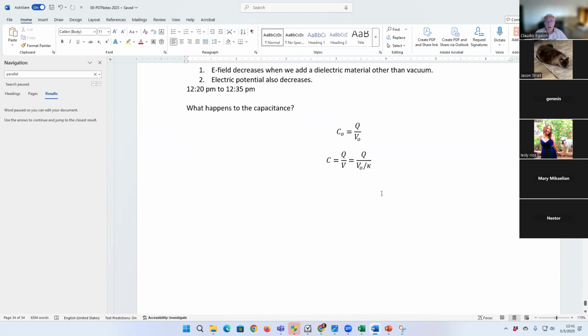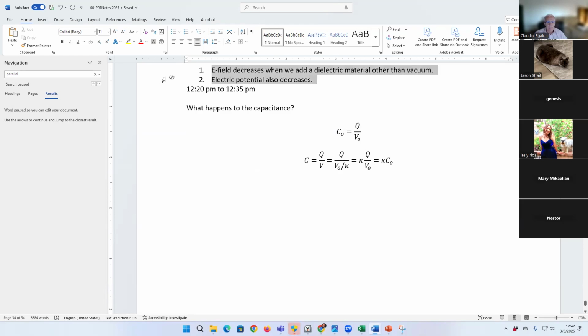We are calculating what's going to be the capacitance. What happens to the capacitance when we insert a dielectric material? Here you go. This kappa goes upstairs. I'm going to put this kappa outside here, over V naught. And look what we get. Q over V naught is C naught. And then look what happens. Although the voltage and the electric field decrease, the capacitance increases.